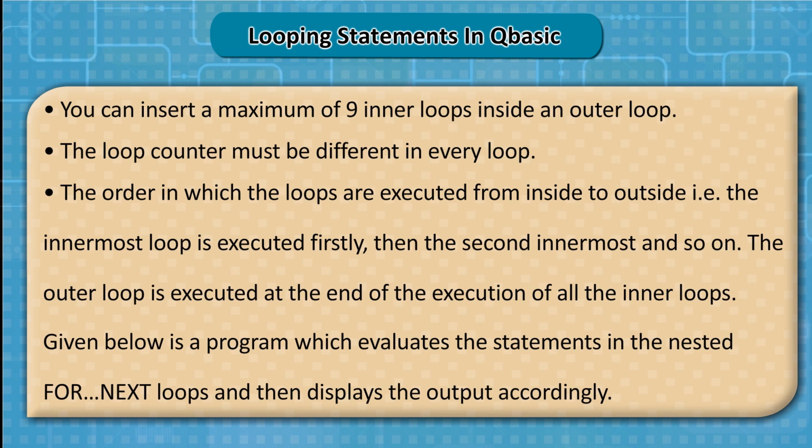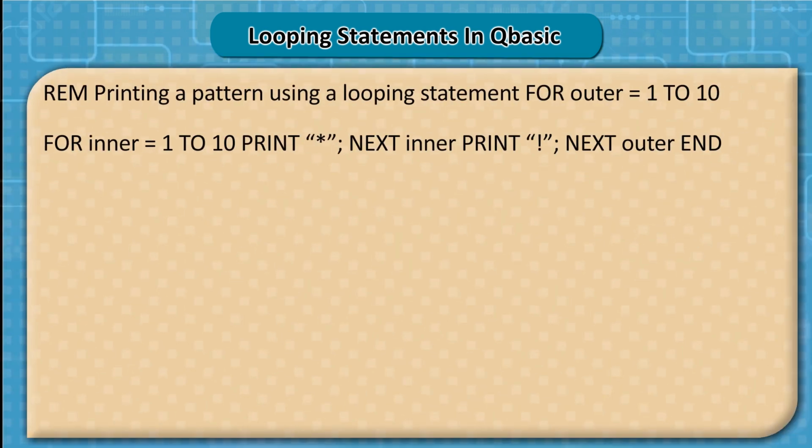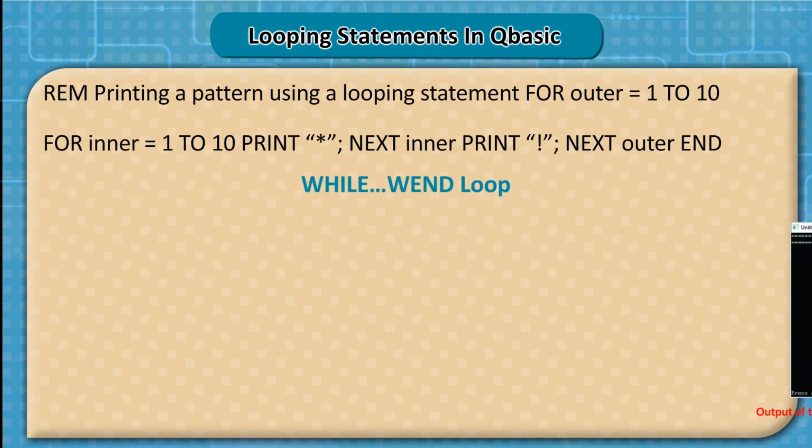Given below is a program which evaluates the statements in the nested for next loops and then displays the output accordingly. Printing a pattern using a looping statement. For outer equals 1 to 10. For inner equals 1 to 10. Print asterisk. Next inner. Print. Next outer. End.